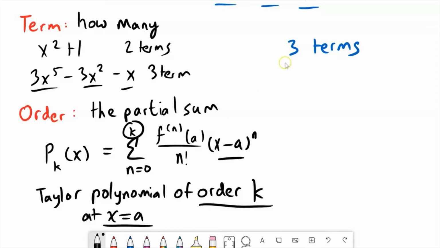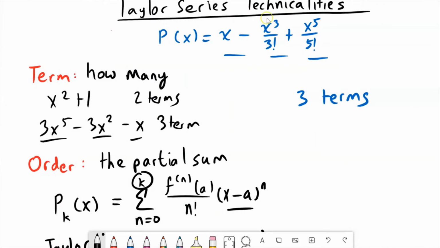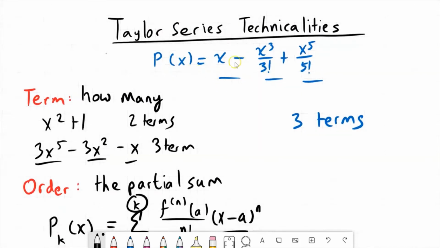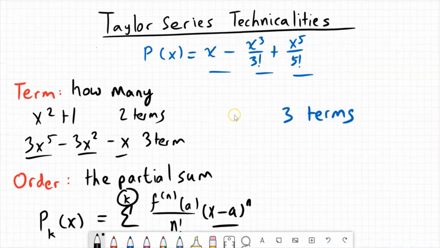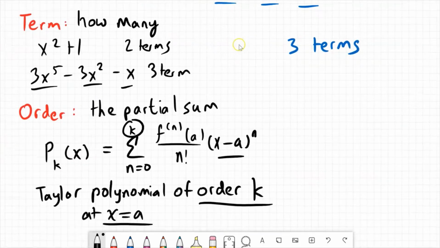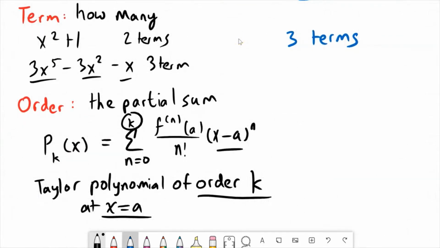So the question is, what is the order of this? What is the order of this? It's not 3. It's actually 5. And let me show you why. So we have, let's actually do it. Find the n equals 0 to 5 of, let's use, since it's the Maclaurin series, we have to use 0. So like that. We write the first couple terms.